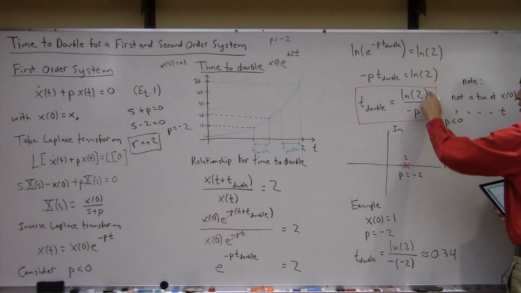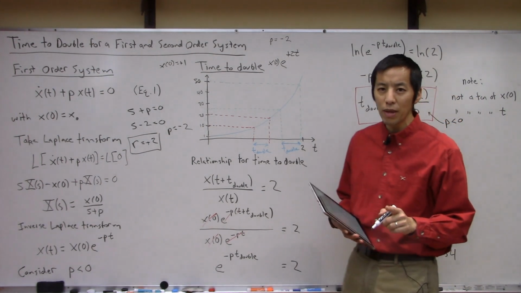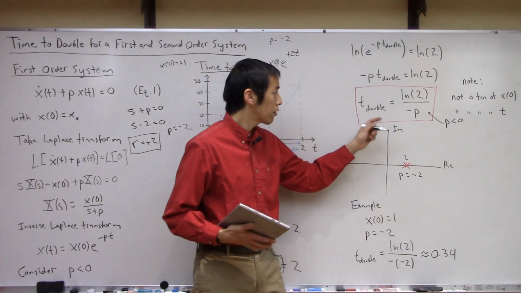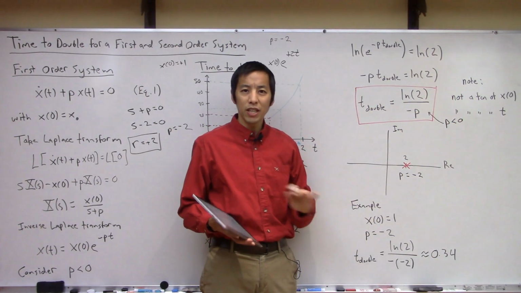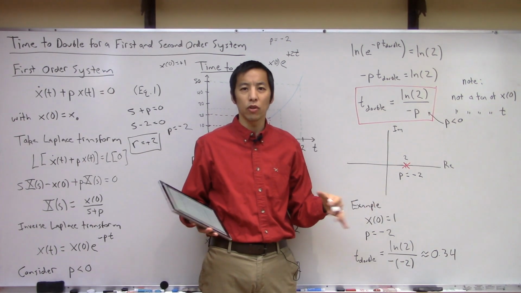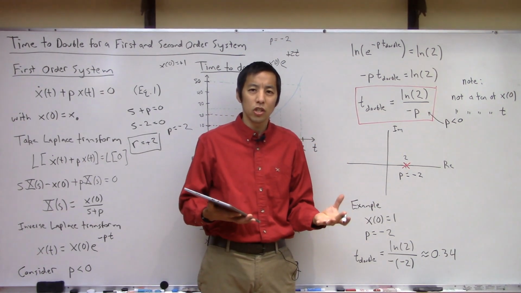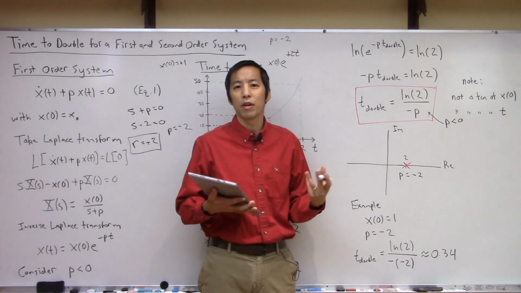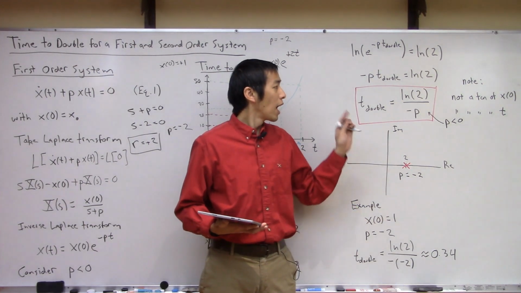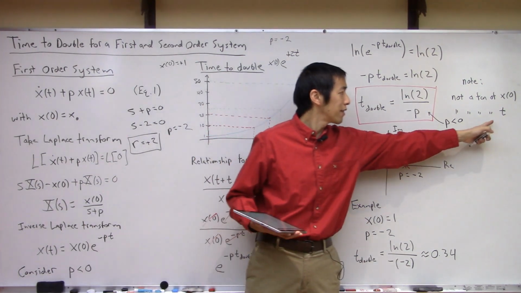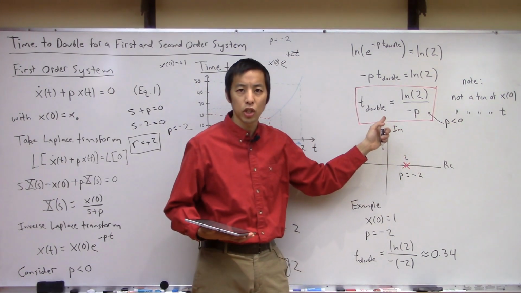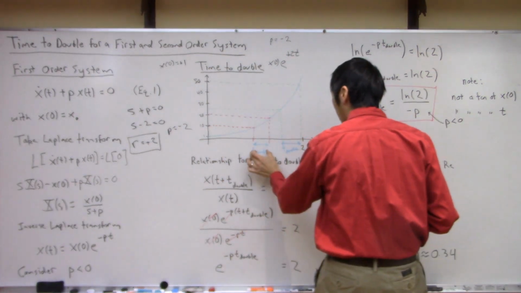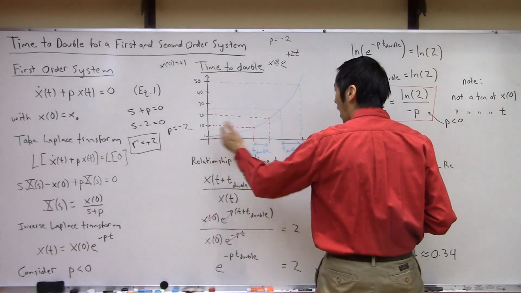Now, let's examine this and ask ourselves, there's some interesting behavior with this equation. Notice, first of all, the initial condition doesn't show up anywhere in this expression. So no matter what initial condition you start your system with, the time to double doesn't change. And furthermore, notice here that time t also does not show up. So this doubling time is the same everywhere.